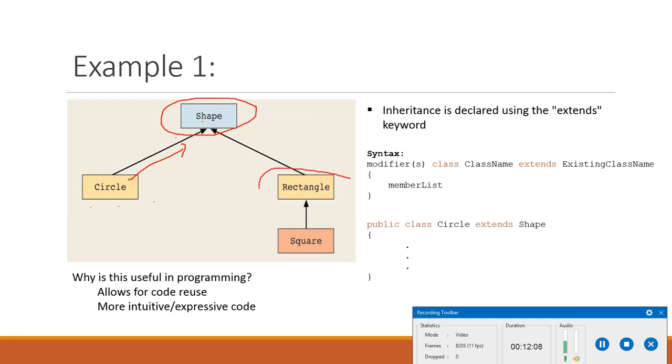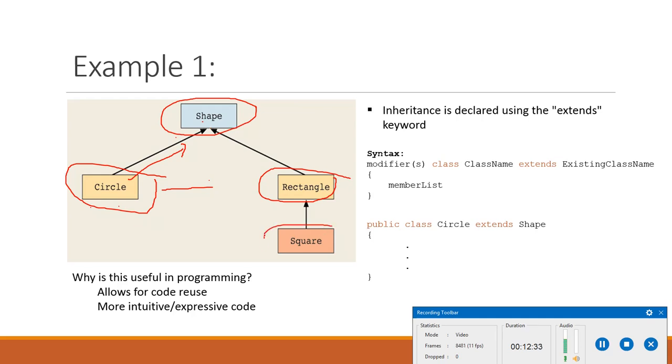Then we create another class, Rectangle, from the class Shape. How will the syntax be? Public class Rectangle extends Shape. Rectangle can have its own variables and methods. Circle can have its own variables and methods. Both these classes will inherit all the variables and methods which we have defined in the Shape class.